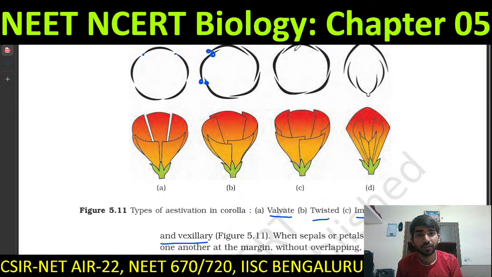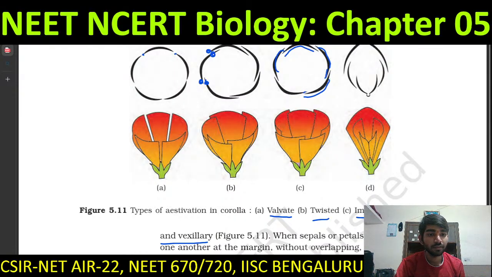Then there is imbricate. In imbricate, certain ones are covered on both sides, certain ones are covering on both sides. So there is no fixed arrangement of which one will be covering the next one. Here no particular petal was covering each other. They were all independently present openly. But here they formed a tubular-like structure where one was covering the next one, and so on. But in the case of imbricate, the pattern is such that one of the petals is entirely inside, one of the petals is entirely outside, and some of them are partially outside and partially inside.